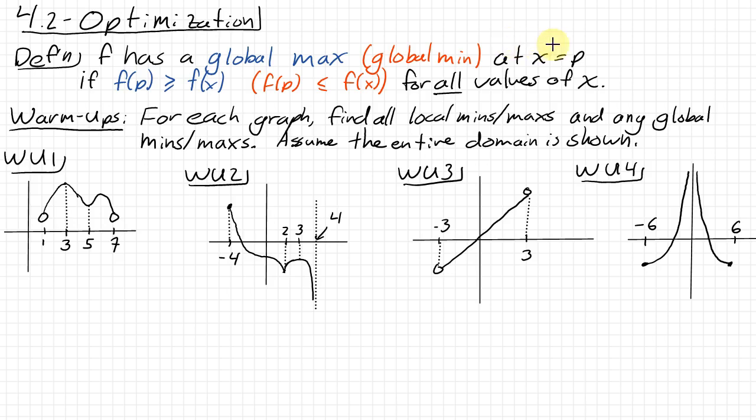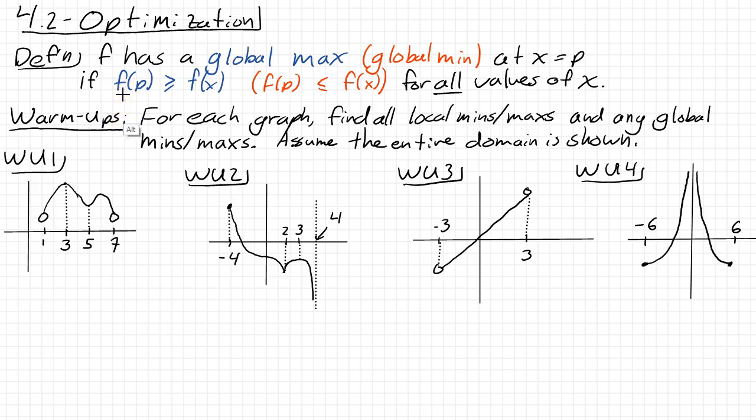But I'll give you the definition first here, which is that we say that a function f has a global maximum at x equals p if f of p is greater than or equal to f of x for all values of x. And it's basically the same definition for a global minimum: at x equals p, f of p is less than or equal to f of x. This is just my notation to include both of them as the same thing.